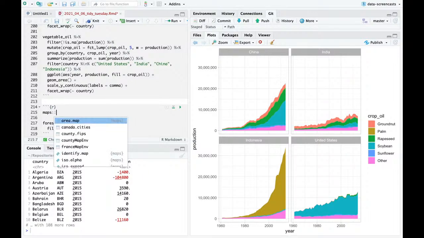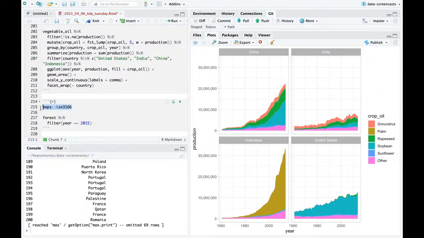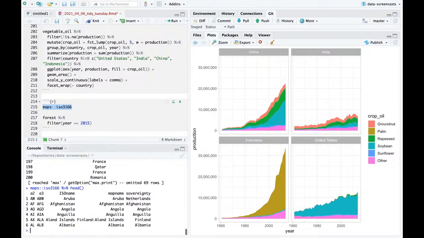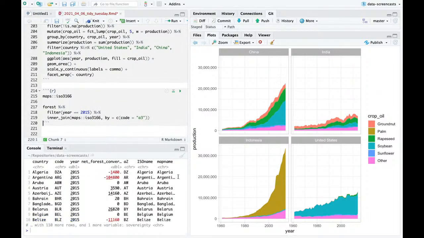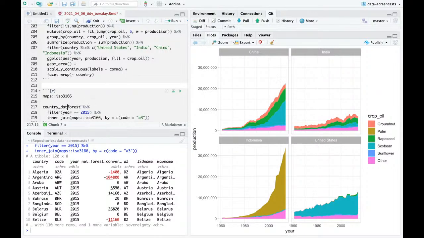So first we have this data set, ISO 3166. This is super annoying, but we need to use it because we have a 3-letter country code, and we need to do an inner join with this data set by code equals A3, and now we've brought in the map name, and this is our map, our country data.